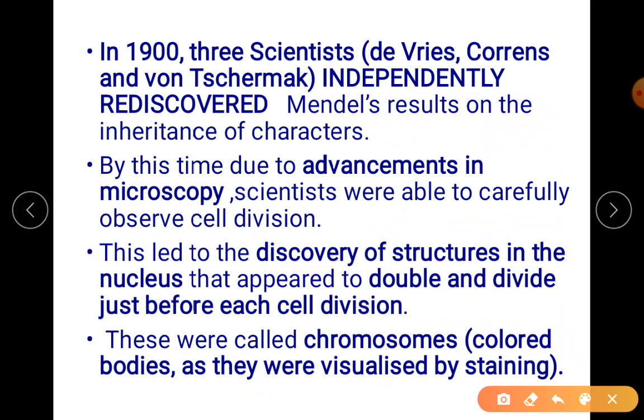And very importantly, the term chromosome was given, and the chromosome was termed based on the staining method. So it is called as colored body as visualized by staining. So chromo means color, zomes means body, so colored bodies. So I hope the word is clear. 1 mark question, what are chromosomes?